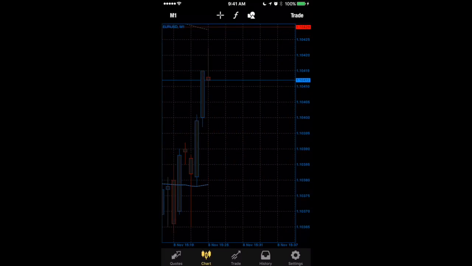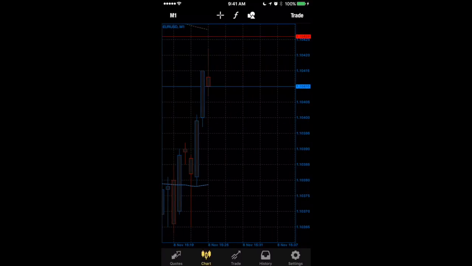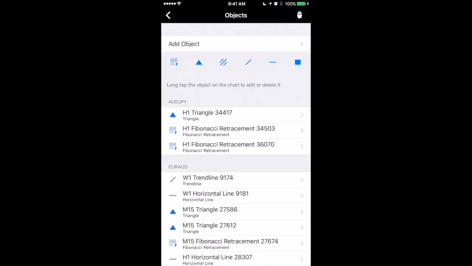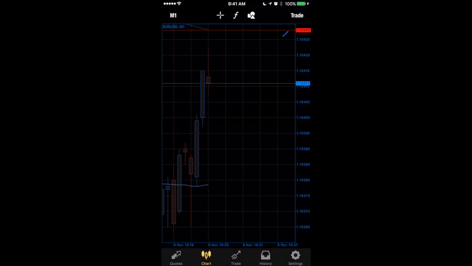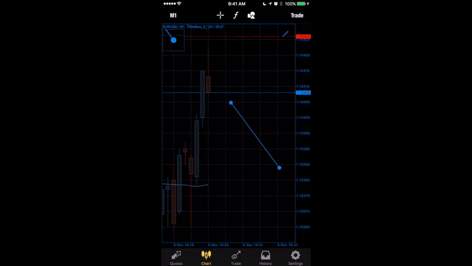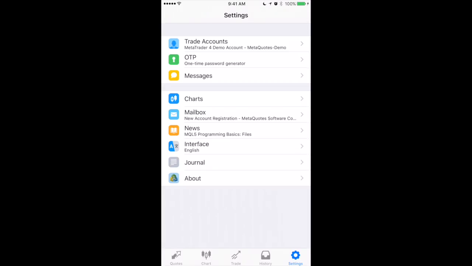If you turn your screen sideways, it'll show you different stuff. You can have one-click trading, which is a little box that you can click buy and sell right there instead of having to click here. So that's it. There's different shapes you can get. Lines. I use this to calculate pips. If you look at the top right here.